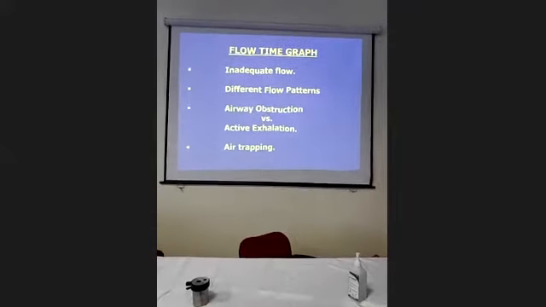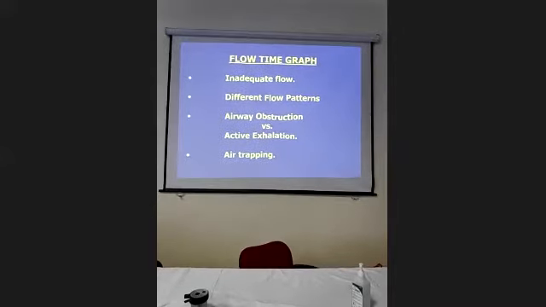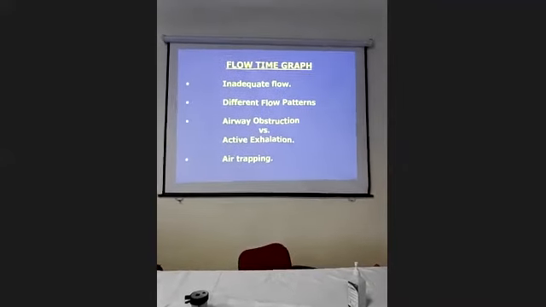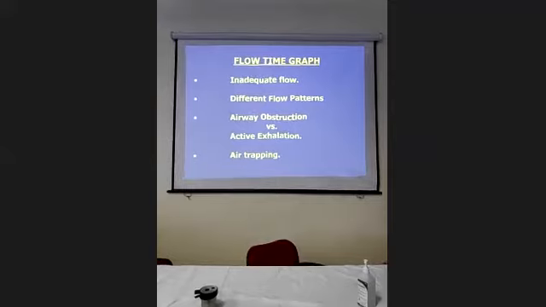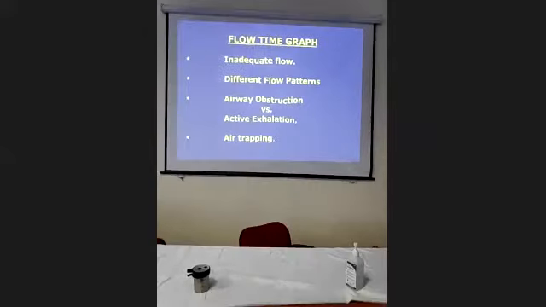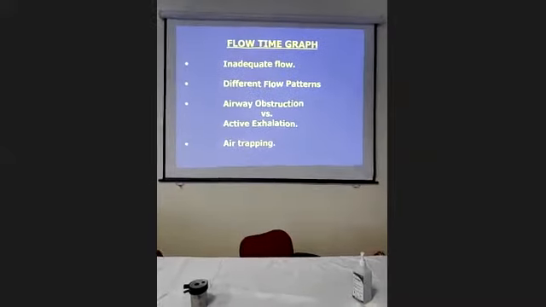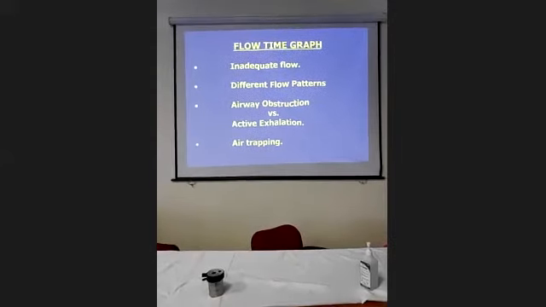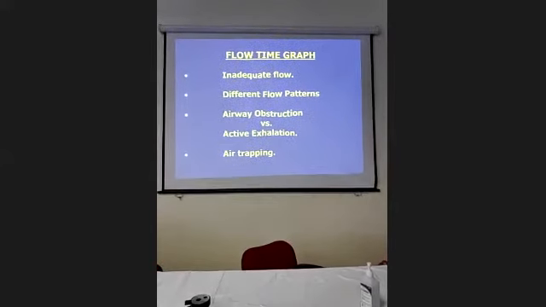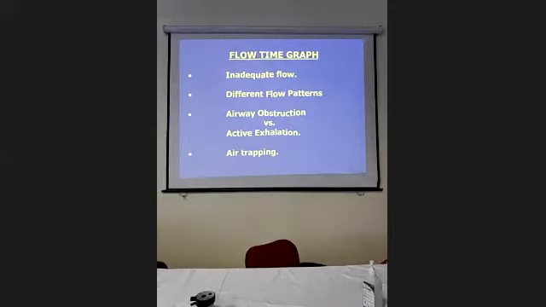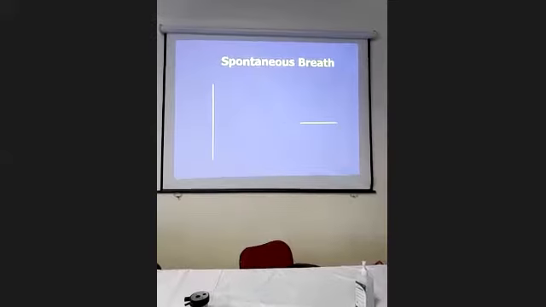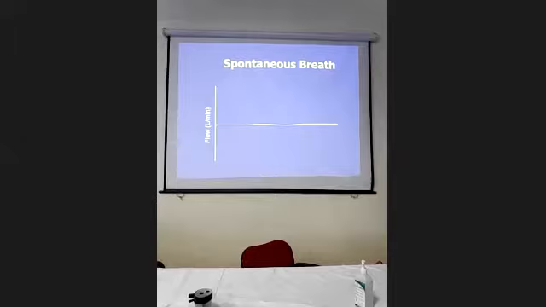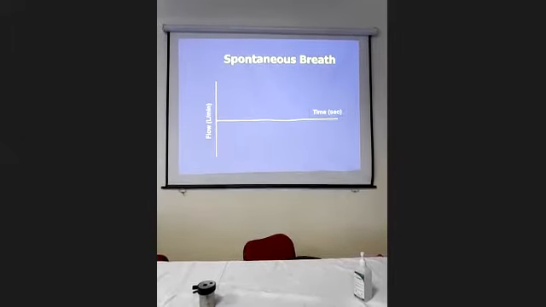So flow time graph, as just an example. What are the things which it tells? If you are measuring a flow time graph, it tells about inadequate flow, different flow patterns, airway obstruction, active exhalation, air trapping, all these things. Now, I'm not going into the detail because it will take another one hour to make you understand.